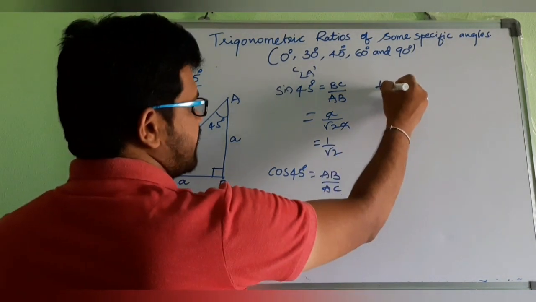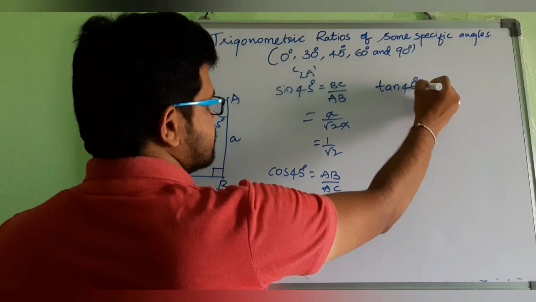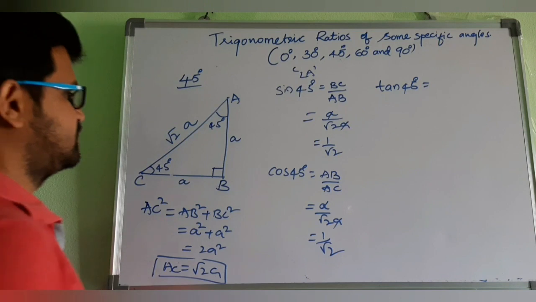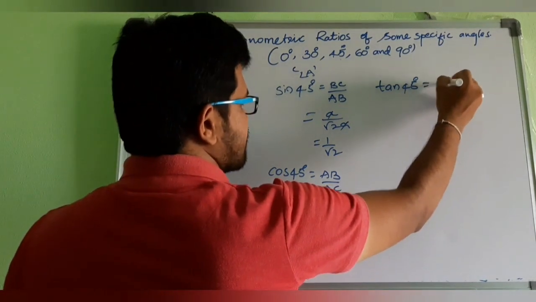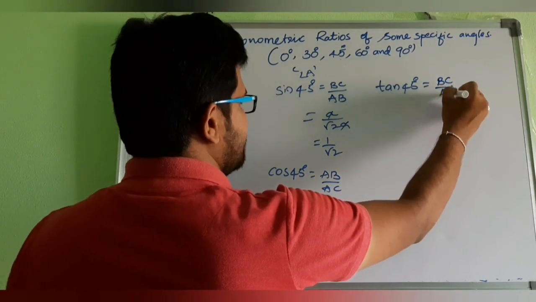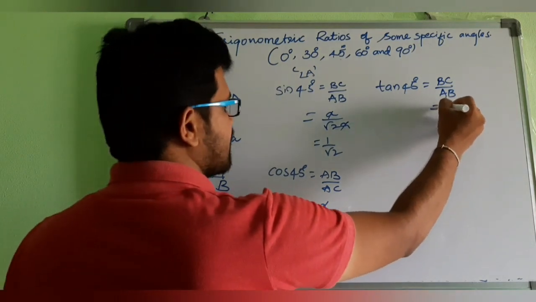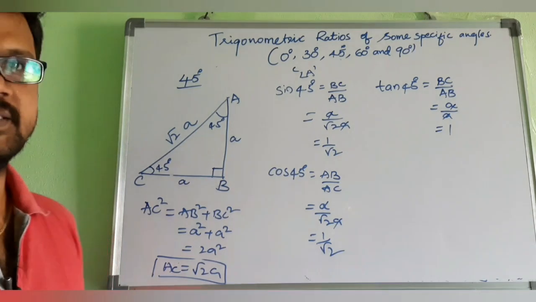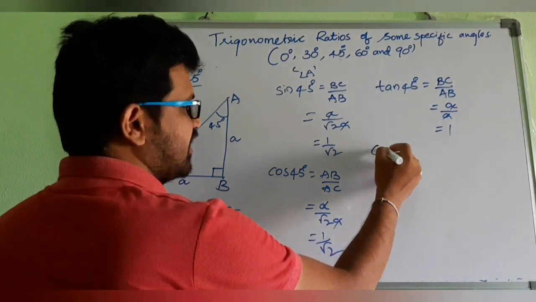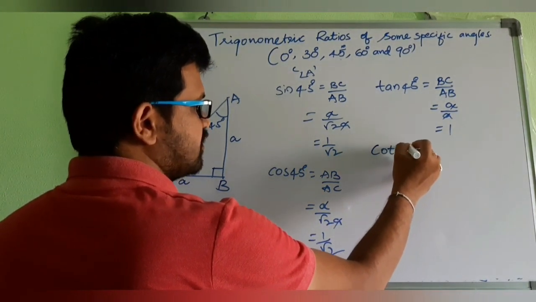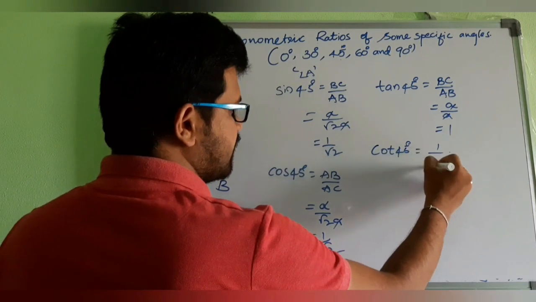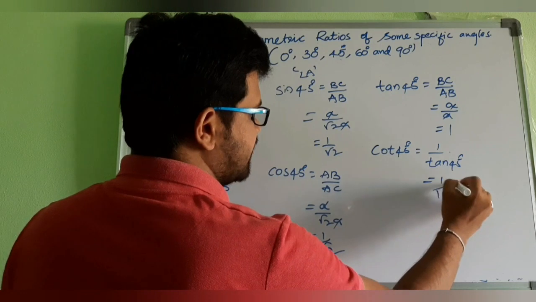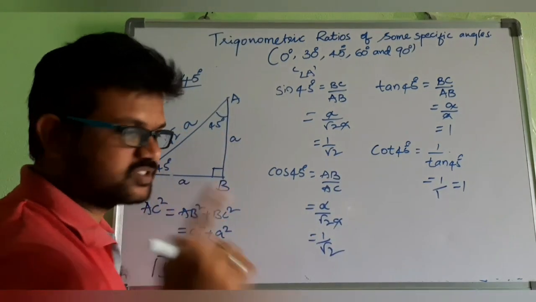Even tan 45 degrees. Tan 45 degrees is opposite side by adjacent side, BC by AB. BC is how much? A. AB also A. A by A, that is 1. Tan 45 degrees value is 1, and I am writing directly cot 45 means cot 45 is 1 by tan 45. So 1 by 1, that is 1. So cot 45 degrees value is 1.